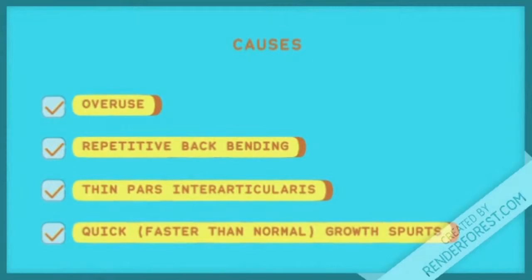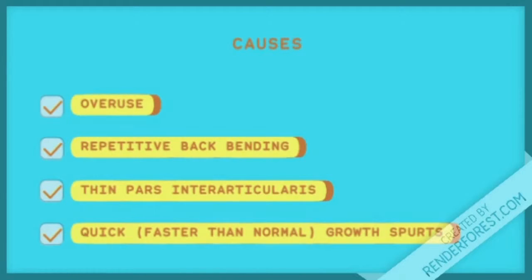Another cause is quick, meaning faster than normal, growth spurts. One cause that is not shown is that the Parr's defect, as it says in the name, is a defect. Anyone, as I was, can have had this from birth.